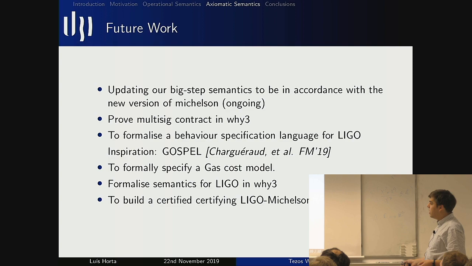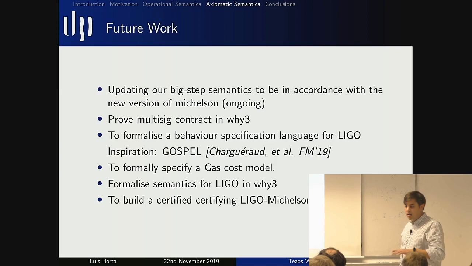We actually have a parallel ongoing task. We are adding those new instructions that were added to Michelson, because the previous version that we had didn't contemplate any of those dug and dig, and we didn't have those. We also don't have the cryptographic primitives there. We just assume they exist. So we would also like to prove the multisig contract in Why3.